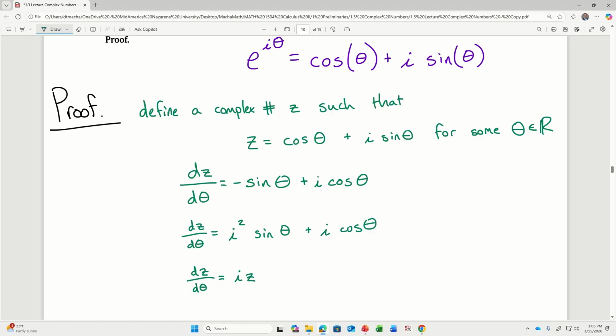Now tell me if you follow this next part. Imagine I switch the order of those terms, so I have i cosine theta plus i squared sine theta. Factor out one of the i's, you'd have i times cosine theta plus i sine theta. But what's the definition of z? By definition, z is cosine theta plus i sine theta. So iz would be i cosine theta plus i squared sine theta. It's pretty good.